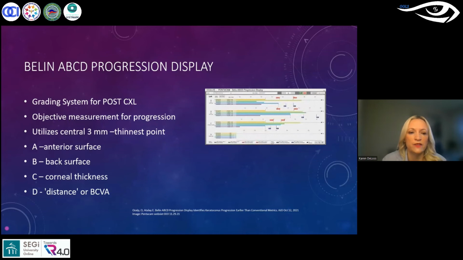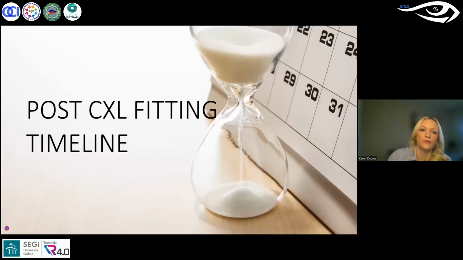The B is the back surface, the posterior float. Then central corneal thickness is something they're looking for, and distance acuity. So the surgeons are going to look at that. This type of progression display shows every time you take the Pentacam, it's going to show that in one particular area. So you have all that data right in front of you.